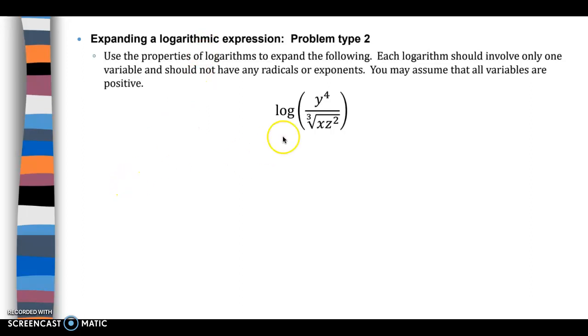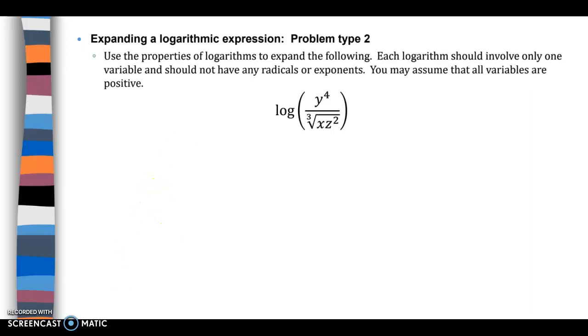So when we take a look at this log, we have log of 4 to the y over the cube root of x times z squared. So what we want to do is expand this logarithm so that each logarithm only has one variable and should not have any radicals or exponents.